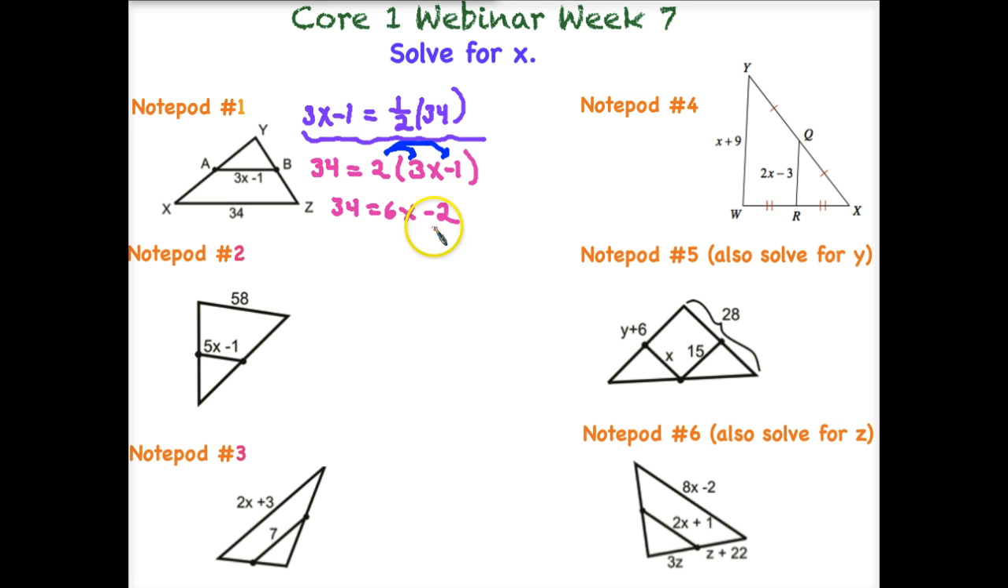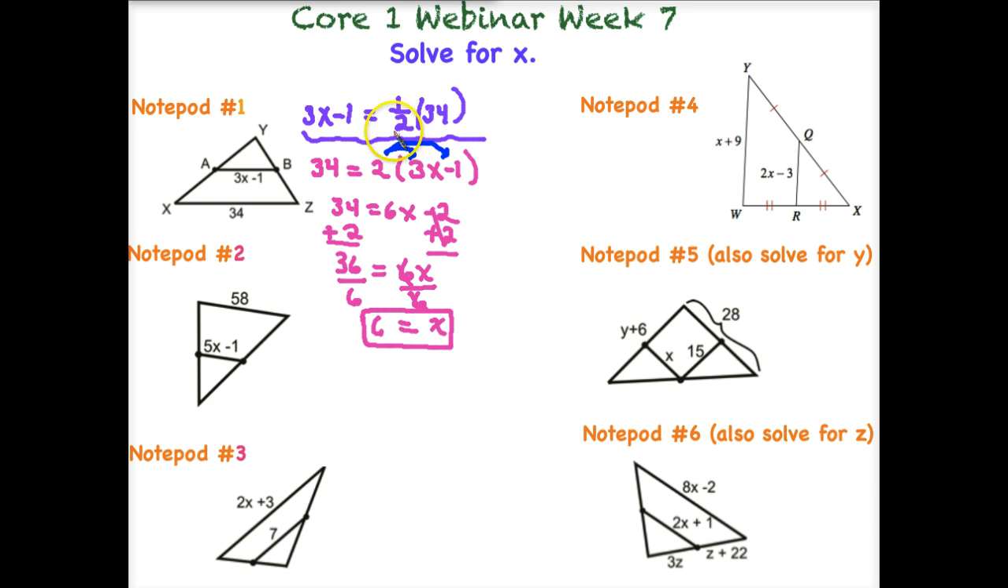Then we just need to combine like terms. So I would add 2 to both sides. 34 plus 2 is 36, and that is equal to 6x because negative 2 and positive 2, when I combine those give me 0. My final step then is to solve for x. So I divide both sides by 6. 6 divided by 6 is 1, so that leaves 1x, and 36 divided by 6 is just 6. All right, you guys, and that is how you do notepad number 1.